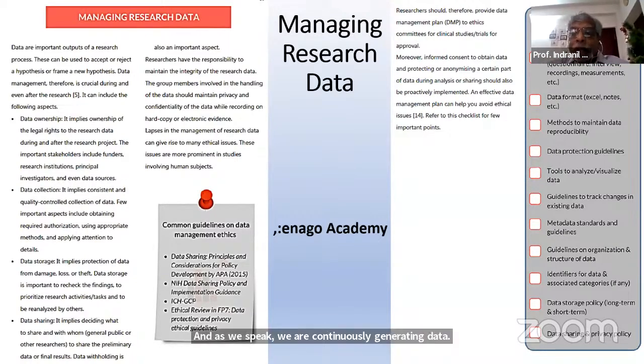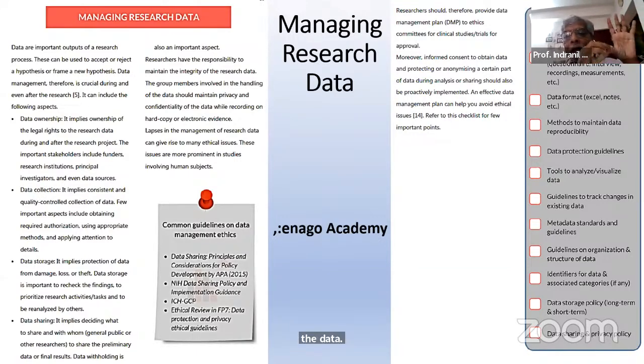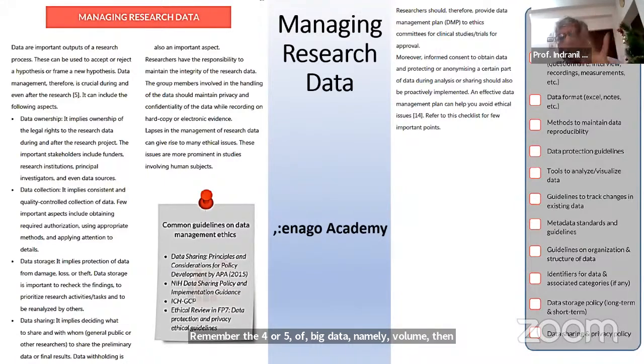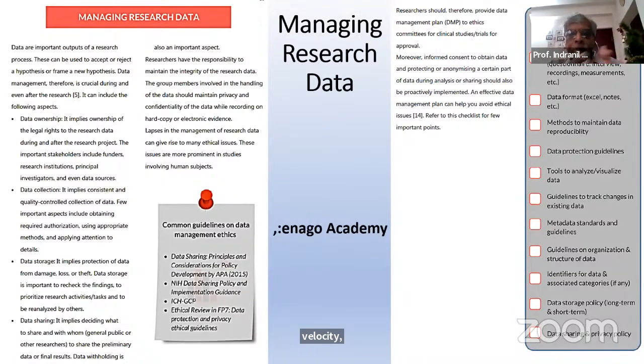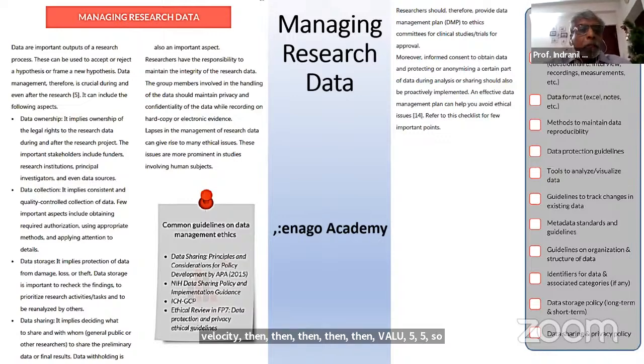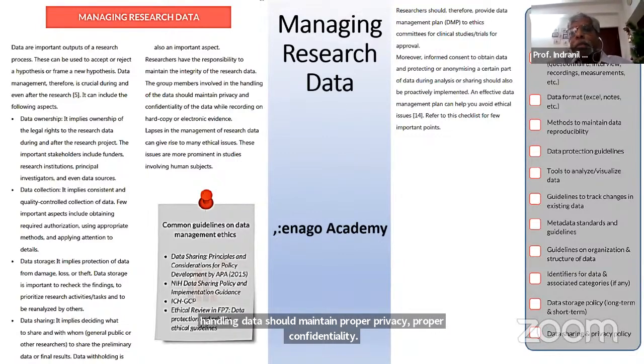And of course, you need to check the veracity of the data. Remember the 5 V's of big data, namely volume, velocity, variety, veracity, and value. So that's why, as you can see from these slides, the importance of data is growing. Research data should maintain integrity. Any group which is handling data should maintain proper privacy and proper confidentiality of the data. There should be no leakage. It is very, very important.